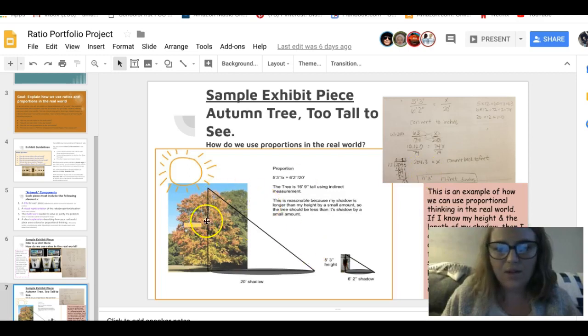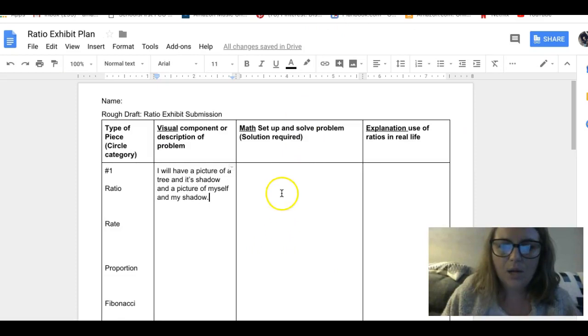If I look at the proportion one, I actually set up and solved the proportion using cross products. So here I had cross products. I did the multiplication and the division to find the missing value. So to the best of your ability, you need to show in this column what math is required for your particular art piece. You have to prove or justify how it relates to ratios.